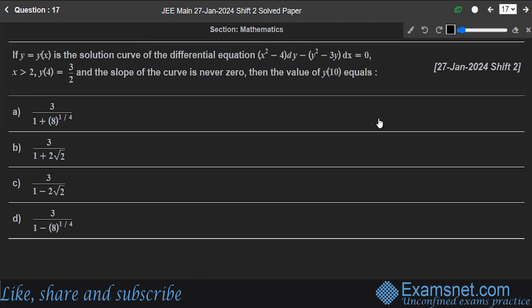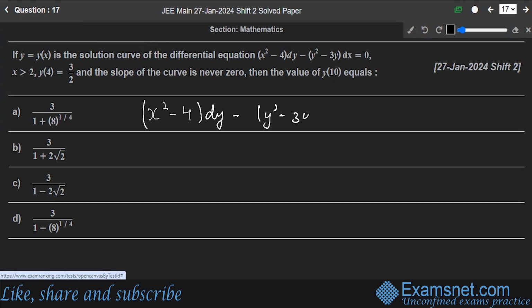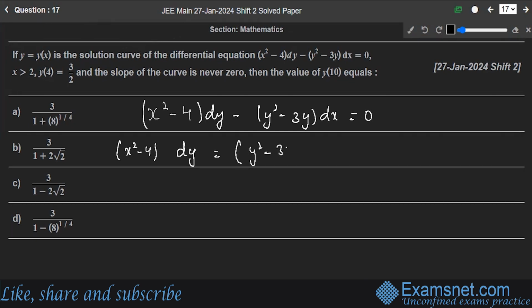Let y = y(x) be the solution to the differential equation curve given by this differential equation, where x is greater than 0, and y is equal to 3/2 when x is equal to 4. And the slope of the curve is never 0. Then the value of y(10) is. All right. Let's write down the differential equation. This is (x squared minus 4) dy minus (y squared minus 3y) dx is equal to 0, or you will have dy equal to this. Now it's easy, no?